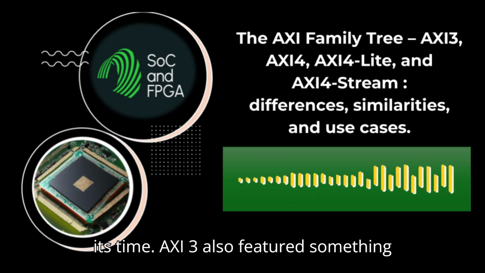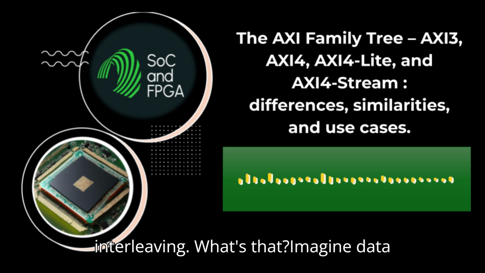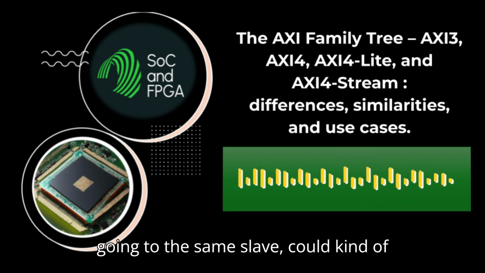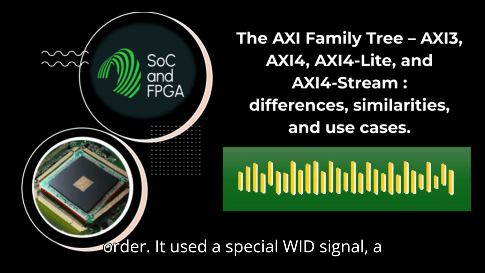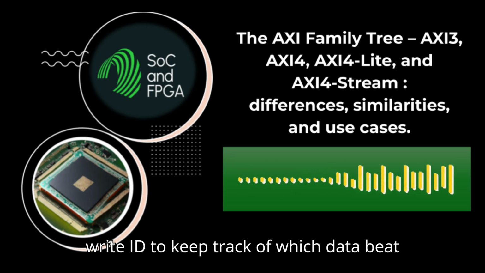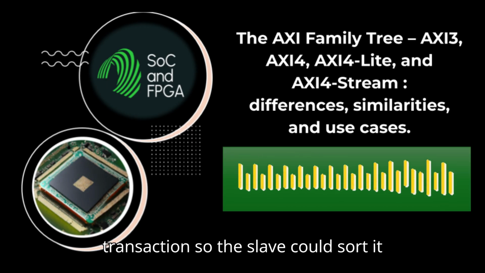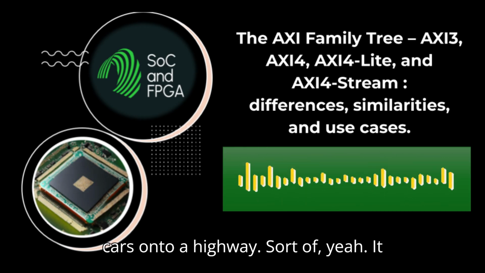AXI3 also featured something called write interleaving. Write interleaving. What's that? Imagine data from different write operations, maybe going to the same slave, could kind of merge onto the write data channel out of order. It used a special WID signal, a write ID, to keep track of which data beat belonged to which original write transaction so the slave could sort it out correctly. Okay, a bit like shuffling cars onto a highway.